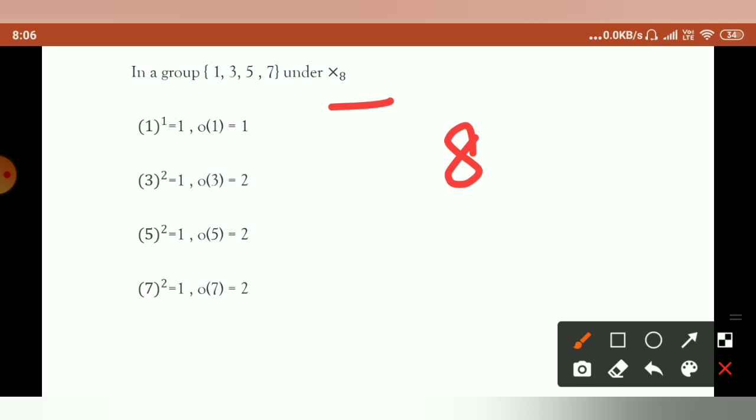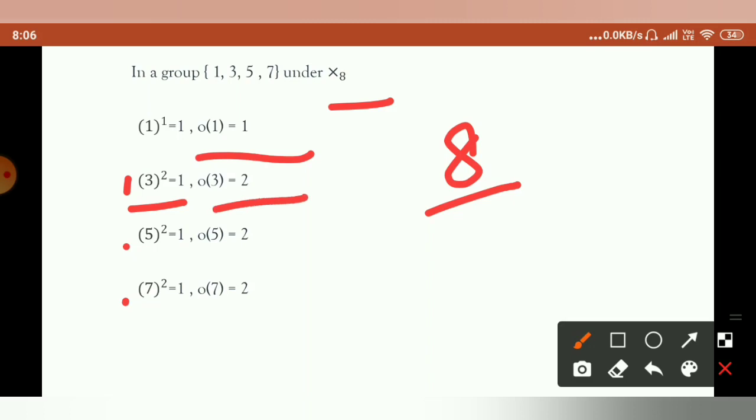So now for the order, for all four elements we have to raise to a power such that the answer is identity, meaning 1. So 1 raised to power 1 is 1, that means order of 1 is 1. Now you can see 3. If we multiply 3 with 3, 3 squared, it is 9, and 9 when divided by 8 gives us a remainder of 1. So 3 squared is 1.